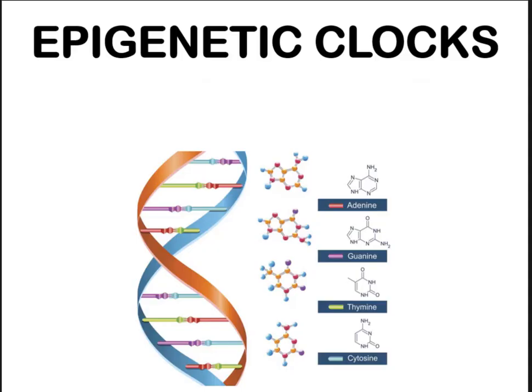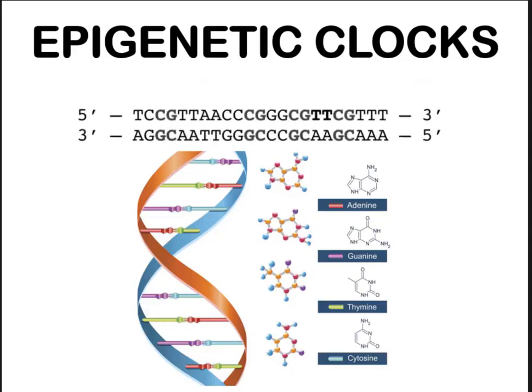So here is double-stranded DNA, and you have these different nucleotides, adenine, guanine, thymine, cytosine, which here are represented by these different colors. If you represent each one by the first letter, so those of you familiar with SNPs can not pay attention because it's very basic, you have T, C, C, G.